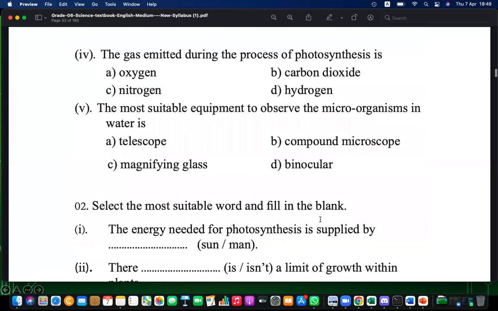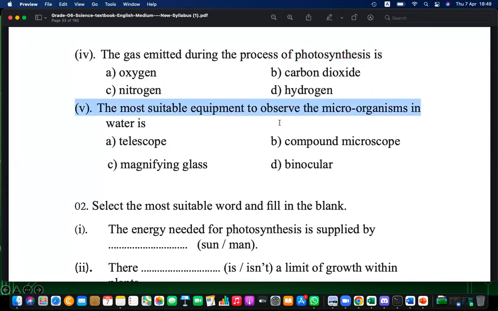Okay, the next one. The gas emitted during the process of photosynthesis is oxygen, exactly. During photosynthesis, carbon dioxide is absorbed to produce food inside the plant and oxygen is released. That is why plants are really required in this world, because green plants are the oxygen factories of this world.